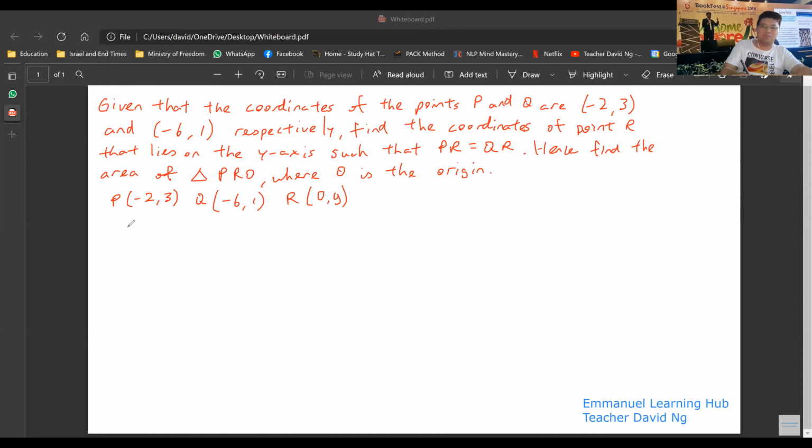Because it's 3, so they have to be split evenly. Because the y of P is 3 and the y of Q is 1. Then is it 3 divided by 2? No.